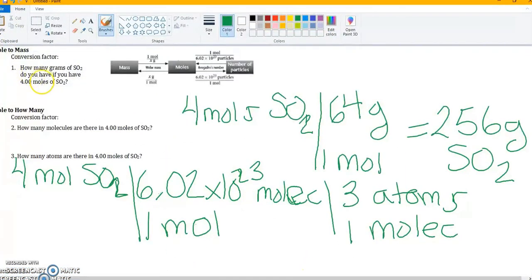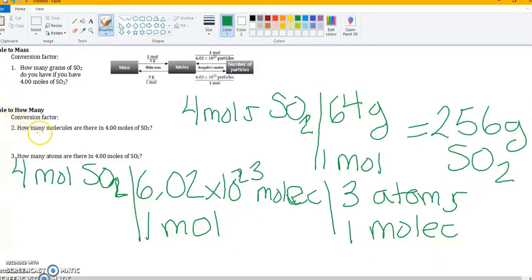In number 1, it asks me to go from moles of SO2 to grams of SO2. So I first write out 4 moles of SO2. Moles go on bottom, grams go on top. I get this lovely number from the periodic table, multiply across, and there are 256 grams of SO2 in 4 moles.